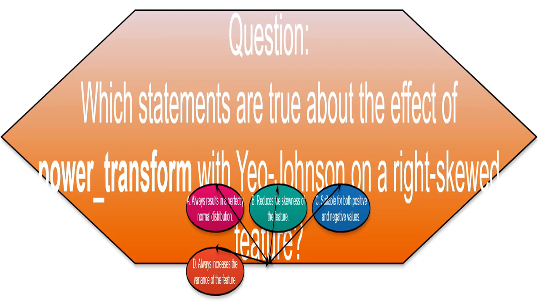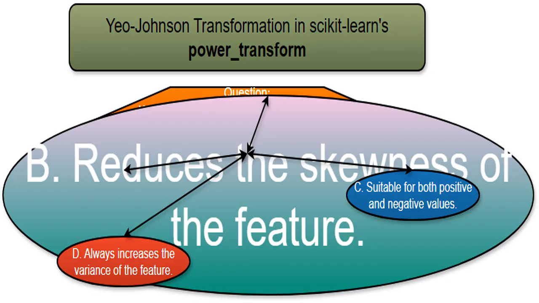This question focuses on understanding how the yeojohnson transformation affects data. We will evaluate different statements about its behavior to determine which are correct. This statement is correct. The primary goal of the yeojohnson transformation is to reduce skewness. Skewness means a distribution is not symmetrical. A right skew means the tail of the distribution is longer on the right side.